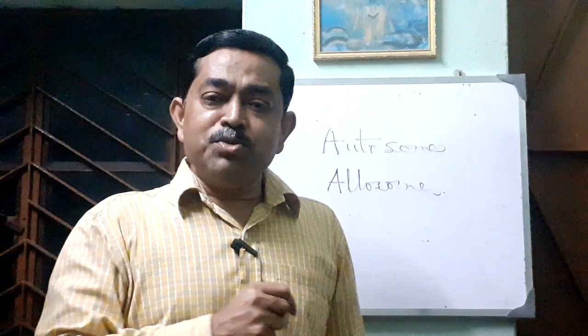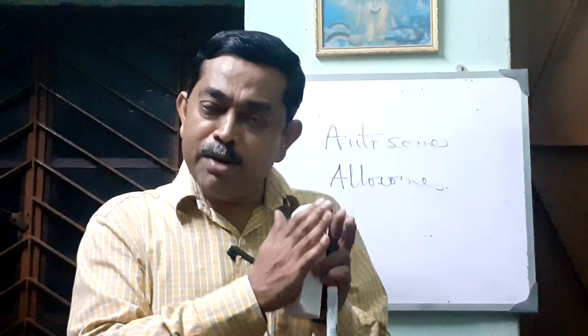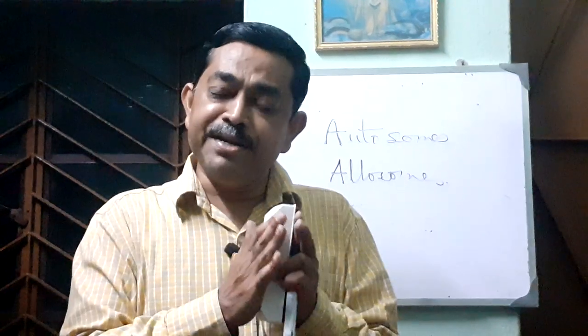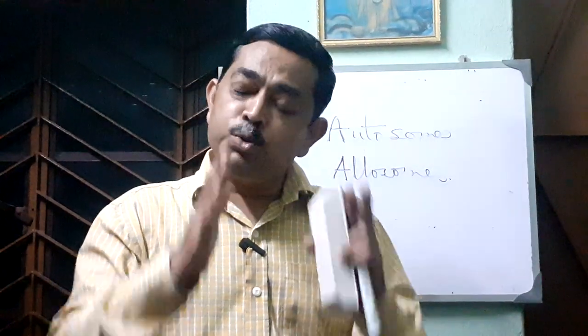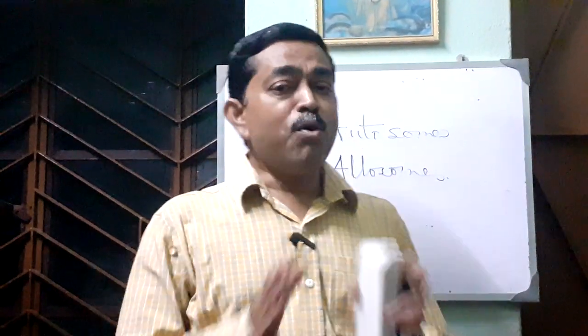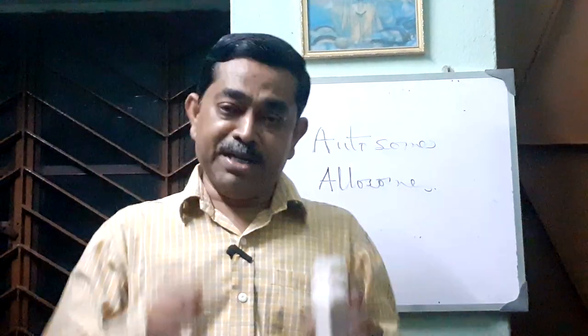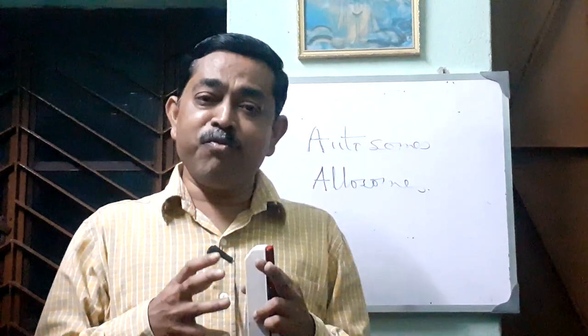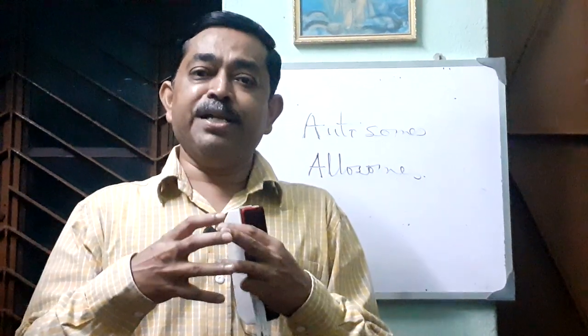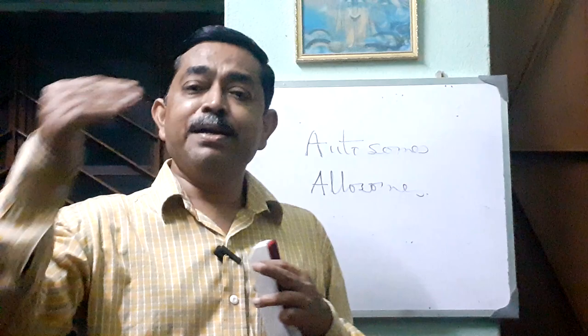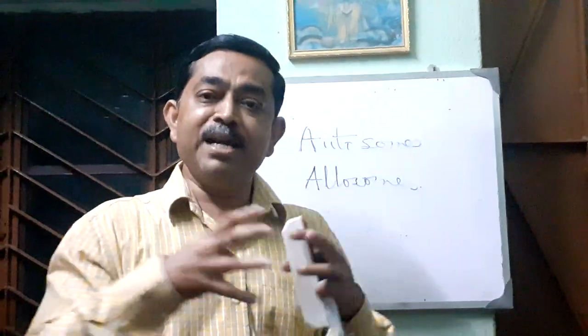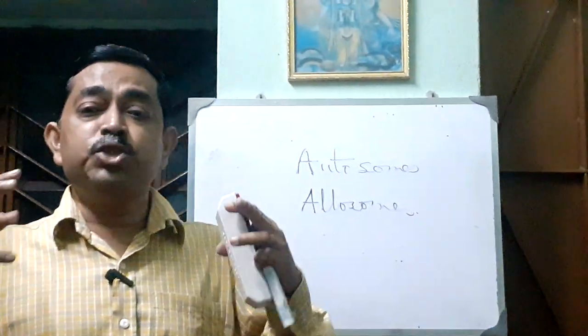A somatic cell has 44 autosomes and two allosomes. Sex cells contain only 22 autosomes and one allosome, so half the number of chromosomes. These are called gametes because they have half the number. When they fertilize and combine with each other, they give the diploid number 46. Fertilization is required to make the zygote or embryo. So this is the basic concept.